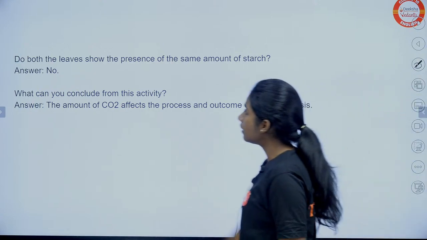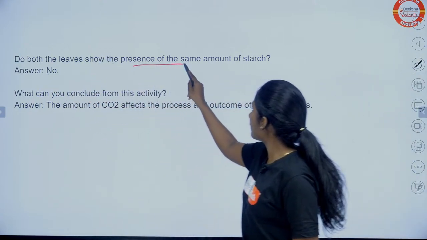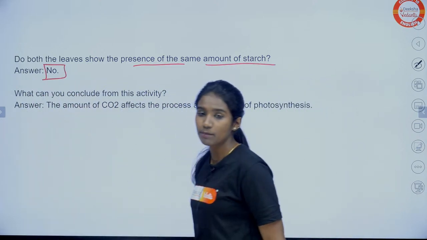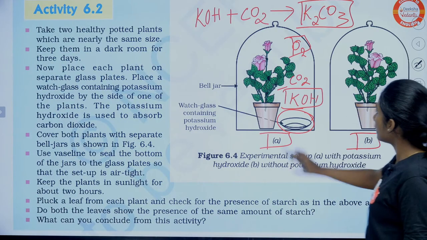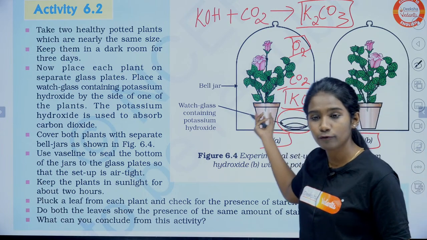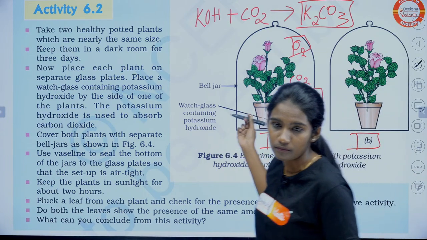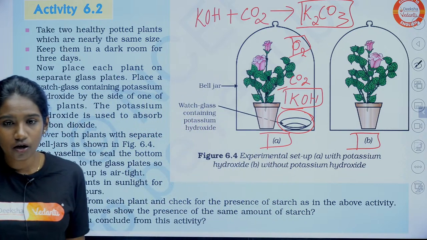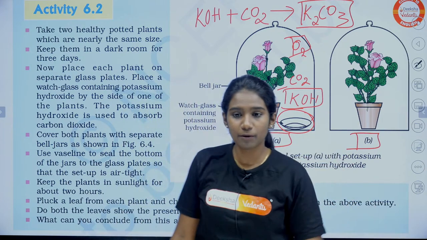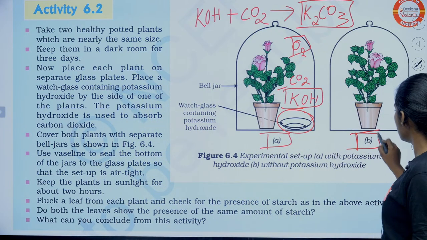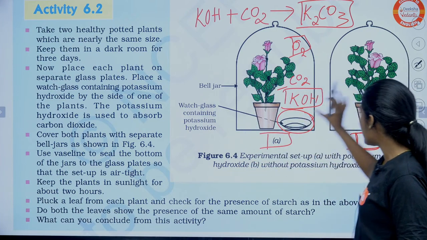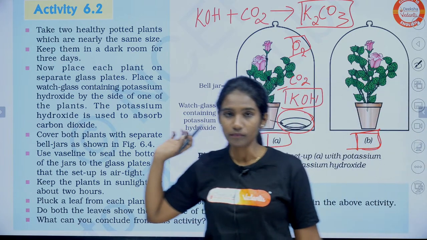So what was the question? Do both leaves show the presence of the same amount of starch? The answer is no. It will not show the same amount of starch. Why? Because in this case, the carbon dioxide is absorbed by KOH, so after some time there will be no photosynthesis. Whereas in this case, they perform photosynthesis. That's why the amount of starch will not be the same. In this condition, it is very less. In this condition, it is normal.